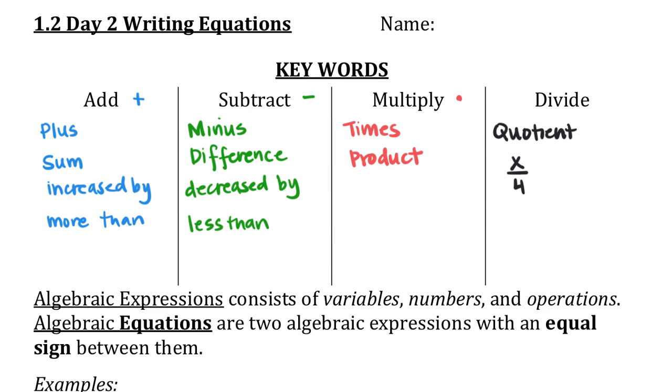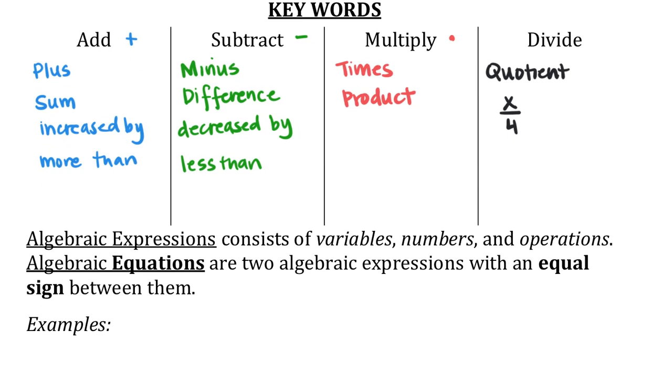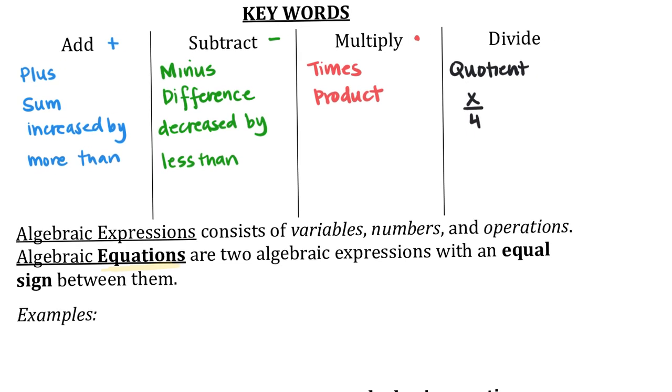Okay, now the next vocabulary word. Algebraic expressions consist of variables, numbers, and operations. Variables could be letters like x, y, n. Operations could be plus, minus, multiply, or divide. Okay, now algebraic equations are what we're actually going to write today. Algebraic equations are two algebraic expressions with an equal sign. The most important part of an equation is there has to be an equal sign that changes it from an expression to an equation.